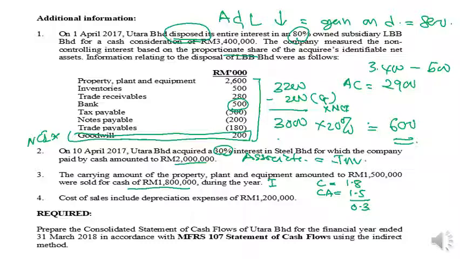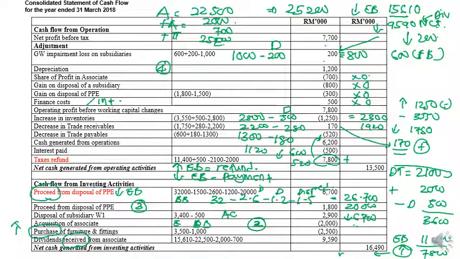And then you need to find the gain here. The cash that you receive is 1.8, and the carrying amount here is 1.5. So you're going to have a gain on disposal equal to 0.3. Okay, cost of sales includes depreciation expense of 1.2. So this is what you have here. Okay, we need to prepare the consolidated statements of cash flow. We just prepare that one. Yeah, this is what you have for question 3.